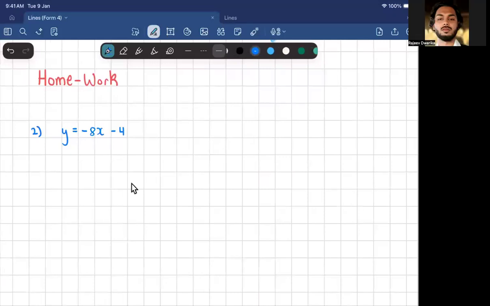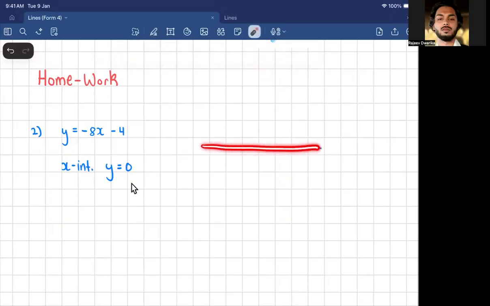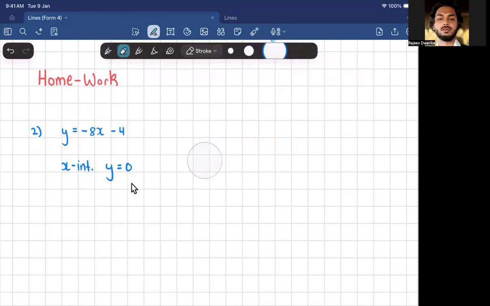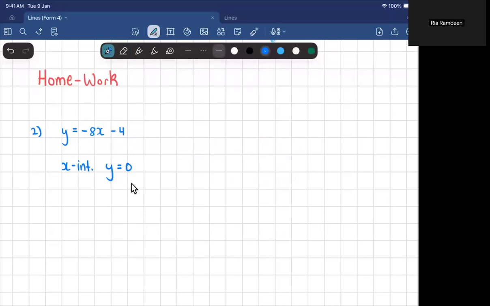Right. So at the x-intercept, what is the y value? 0. Right, because it's on the x-axis. And if you're on the x-axis, you can only move left or right. Remember, y is vertical movement, that's up or down. If you're moving either left or right, are you moving up or down? No. So the y value will be zero, which means you're not moving up or down.